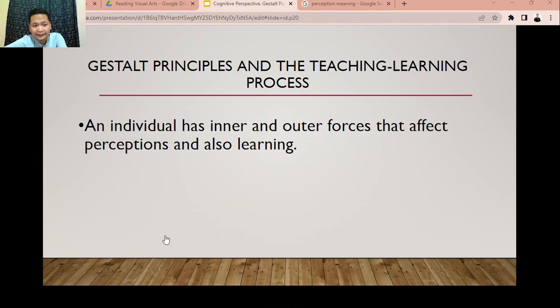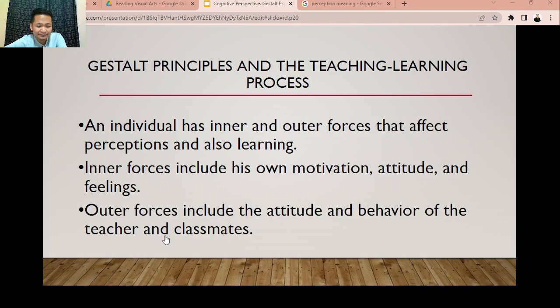Kay Sultan, yung inner force niya, yung hunger. Diba? Okay, so our perception may be affected by our motivation, attitude, and feelings. Outer forces may include attitude and behavior of teachers and classmates. So, internal and external forces. Okay? So, ibig sabihin, iisa lang yung nakikita natin. For example, it's only an image.